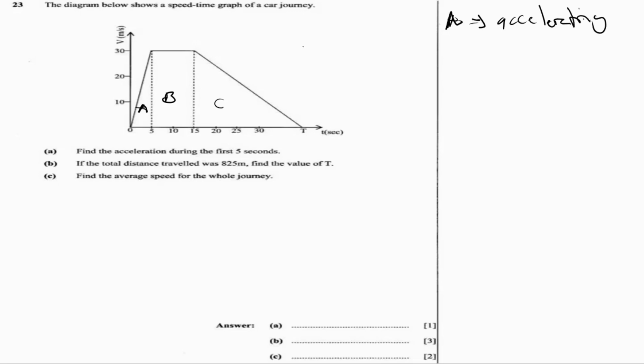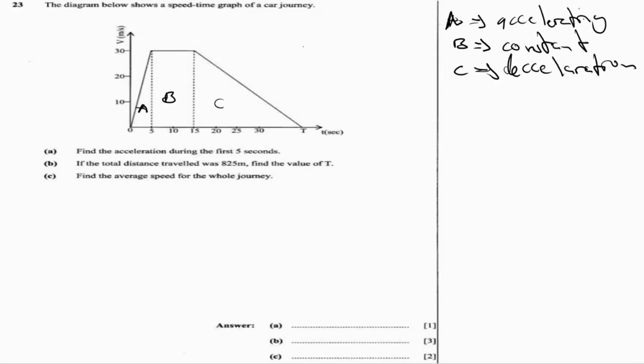Then we have B here. This is a constant speed. The velocity is not changing. And C, we are in deceleration mode. So these three areas are going to be critical when we are trying to solve the question. The first part here, we want to find the acceleration during the first 5 seconds. So now we are focusing on the area A here.